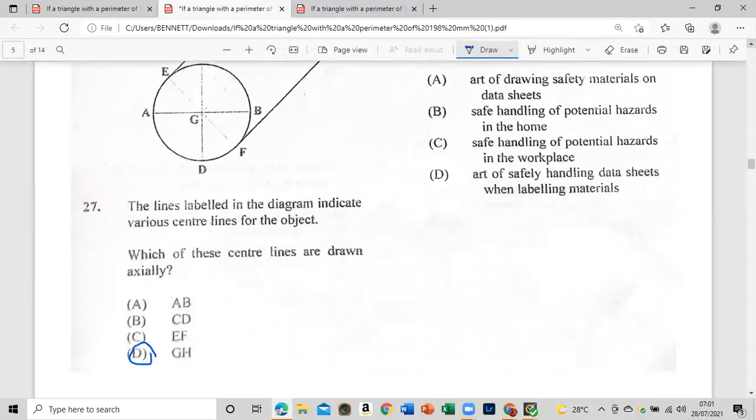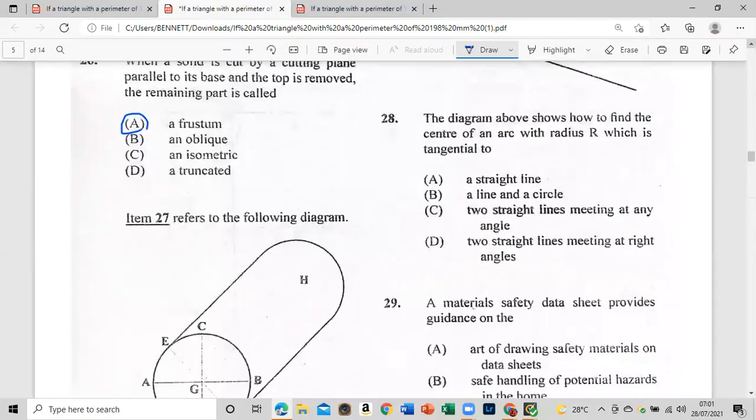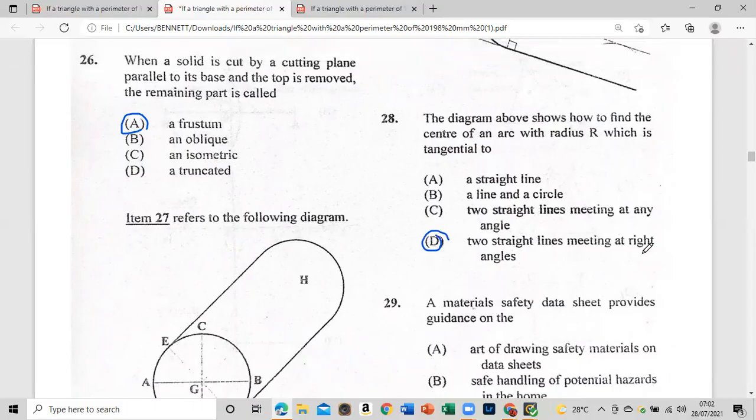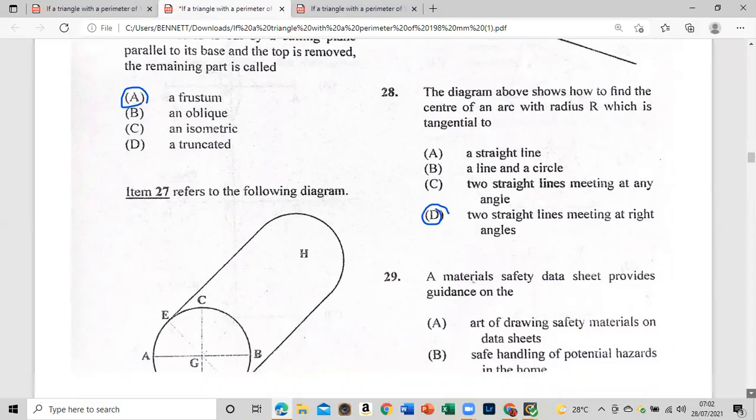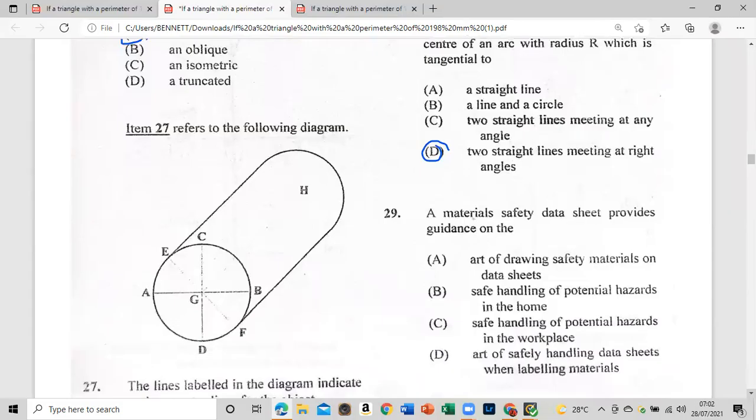28. The diagram above shows how to find the center of an arc with radius r, which is tangential to, is it A, a straight line, B, a straight line and circle, C, two straight lines meeting at any angle, or is it D, two straight lines meeting at right angle? And that is indeed two straight lines meeting at right angles. And in maths, I think we say that is perpendicular.